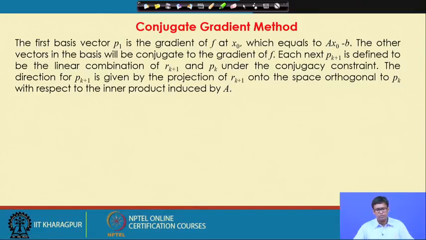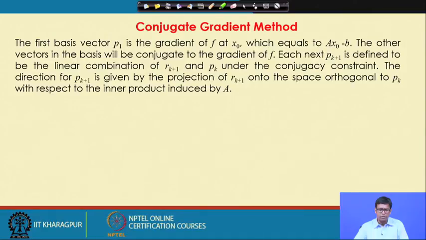The first basis vector P 1 is a gradient, and this is the main idea of conjugate gradient. Choose the first basis vector P 1 as the gradient of f at x 0. The first basis of the auxiliary vector space P is the gradient of f at x 0, which equals A x 0 minus b. This is the first basis vector. The other vectors in the basis will be conjugate to the gradient of f.